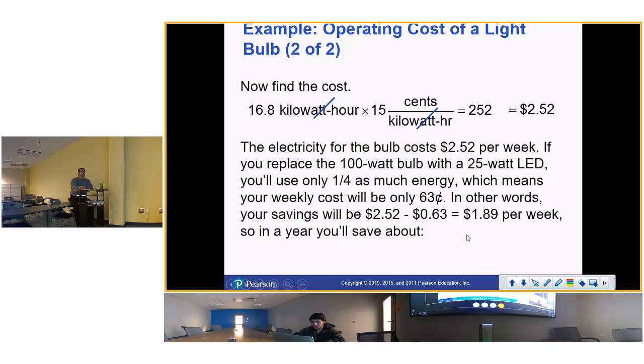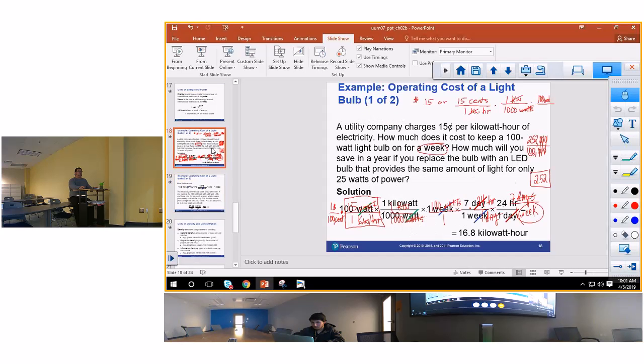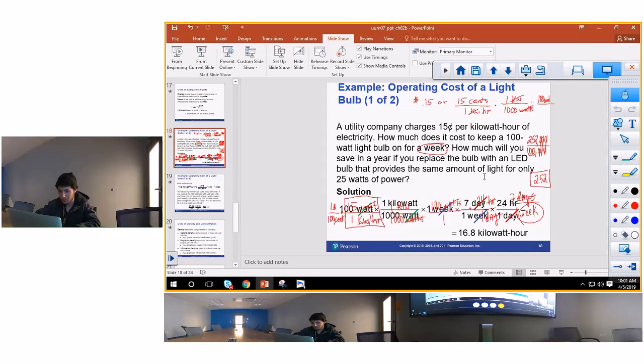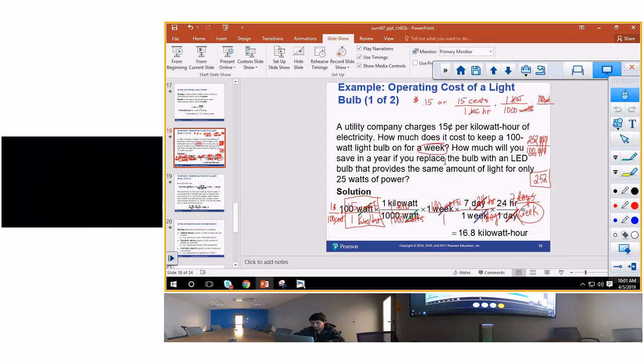Okay? Now, they also asked one other thing in the question. Where's the question? There we go. How much will it save in a year if you replace the bulb with an LED bulb that provides the same amount of light for only 25 watts of power? So you're going to have to do the whole thing over at 25 watts.